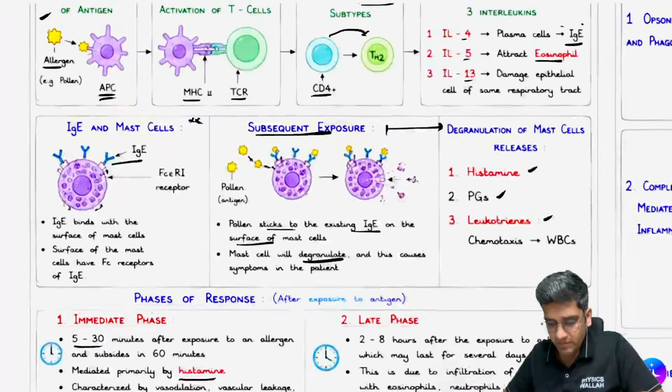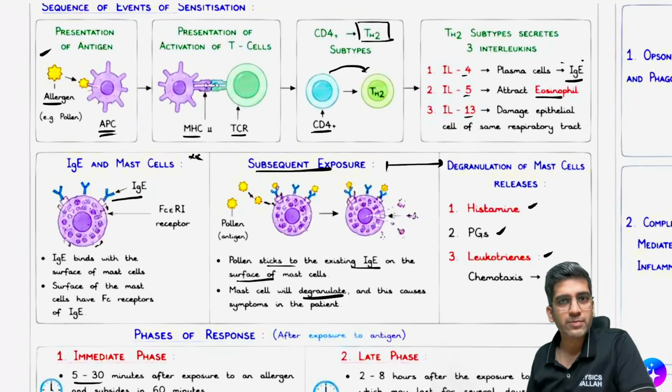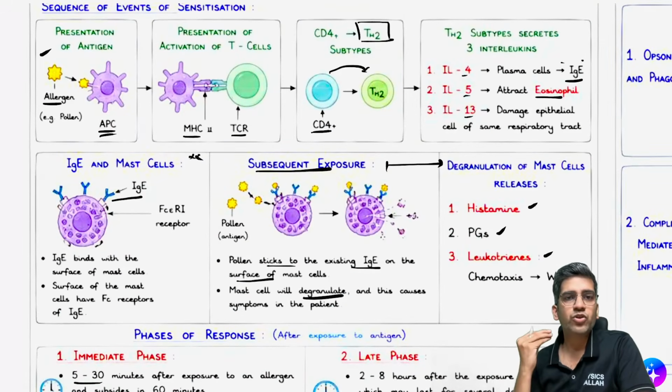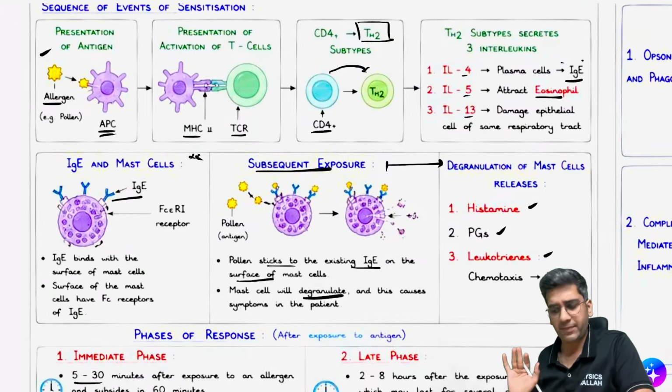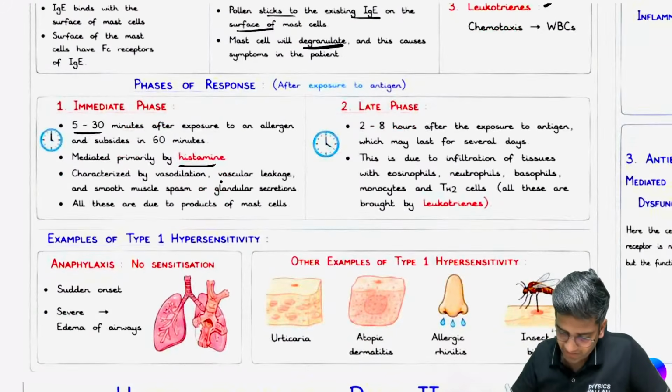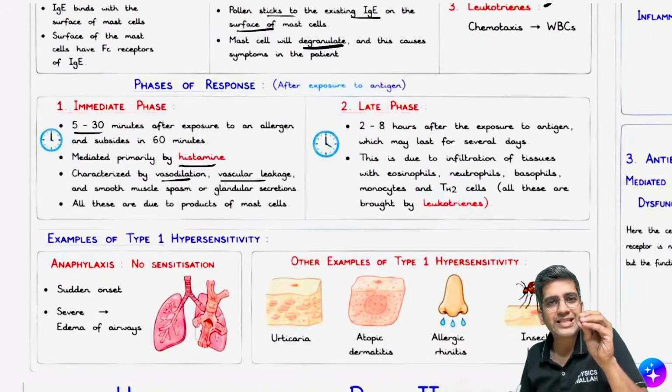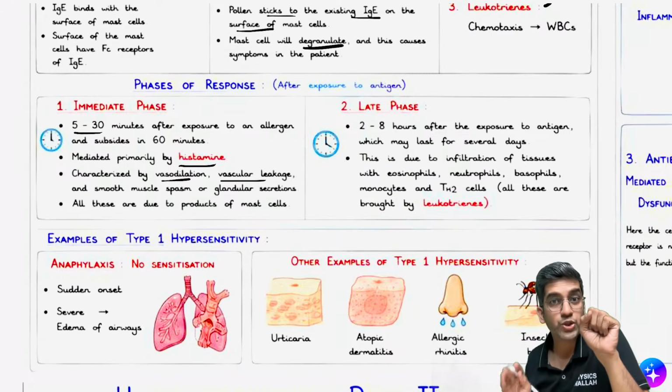Can anyone tell me what histamine does? Histamine does one simple thing: vasodilatation and increase in vascular permeability. Same thing happens here, right? So histamine primarily does the vascular leakage, vasodilatation, and a subtle amount of bronchospasm also, because leukotriene might also contribute to a little extent, right?